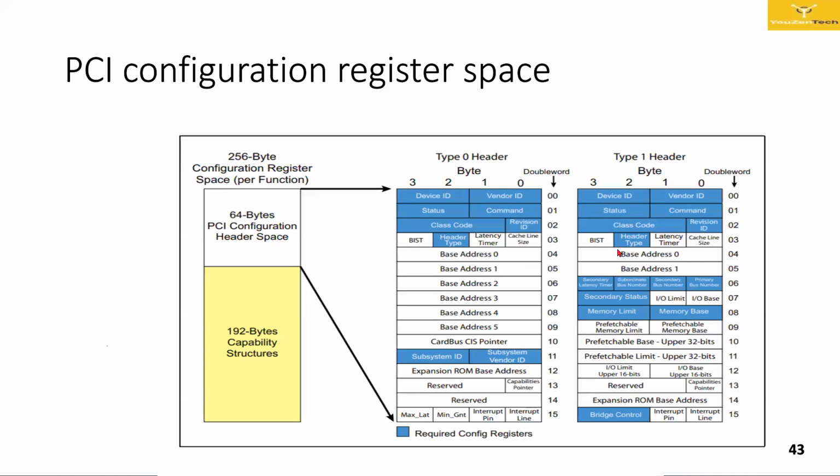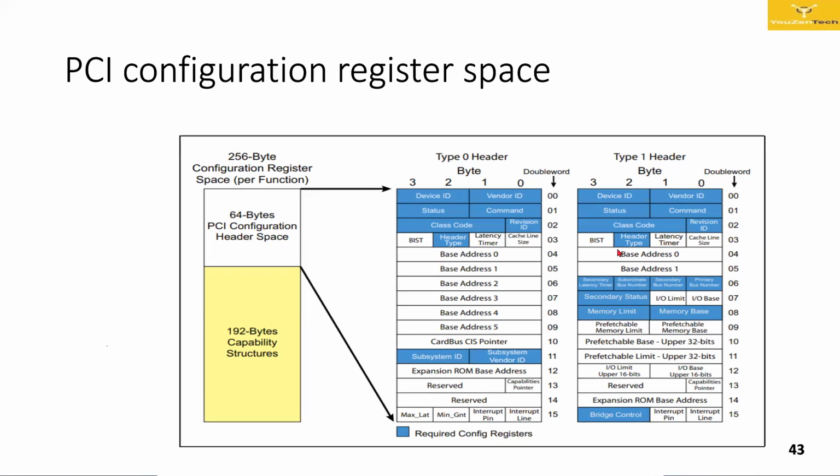Raj, I have a fundamental question, a very small confusion. The function is specific to the configuration space, right? Configuration space is for functions. But a function can be an endpoint or it can be a bridge. For instance, function is 3 bits, so 8 functions are possible per device, in the BDF concept.